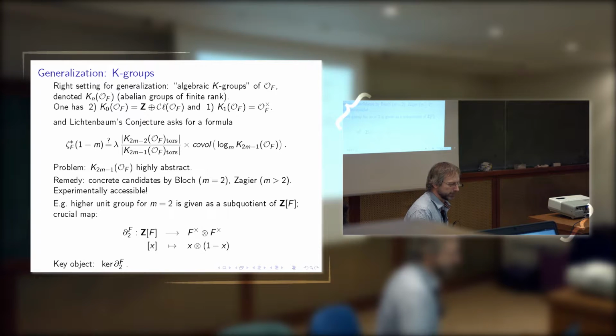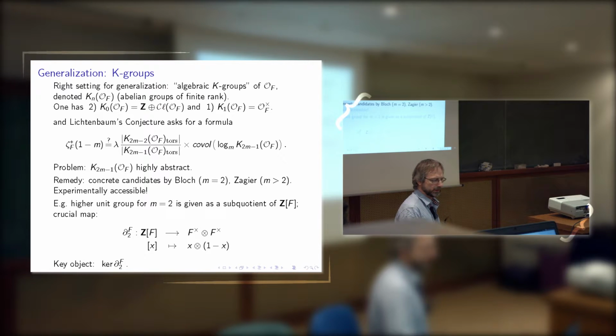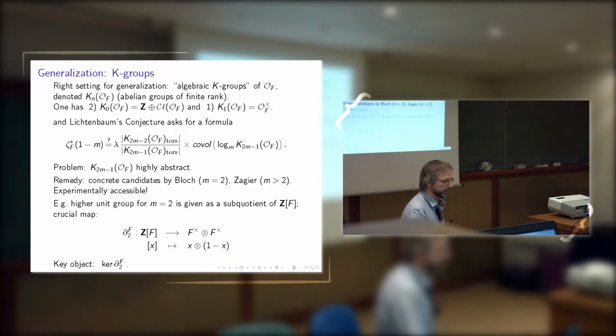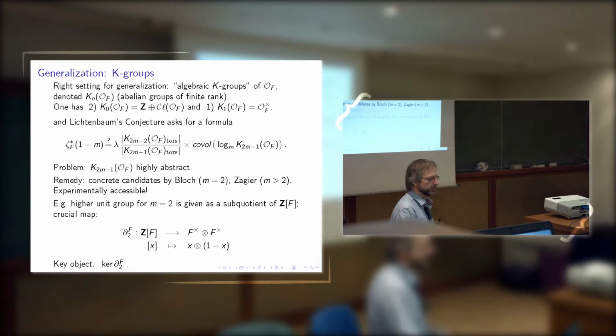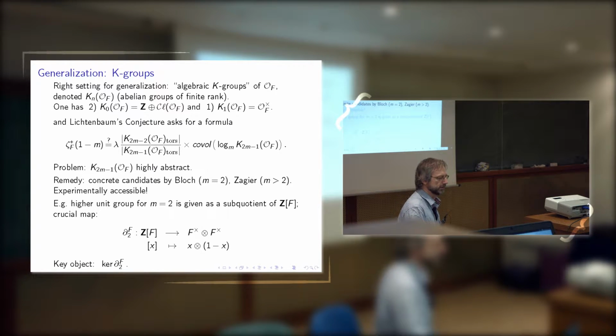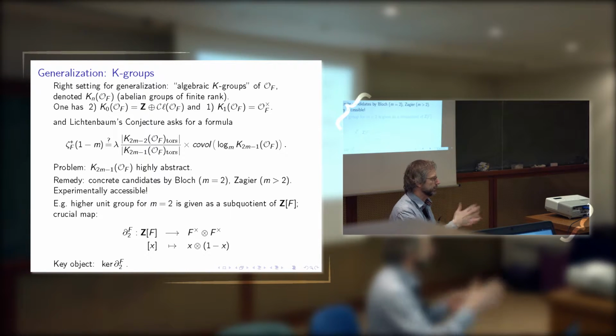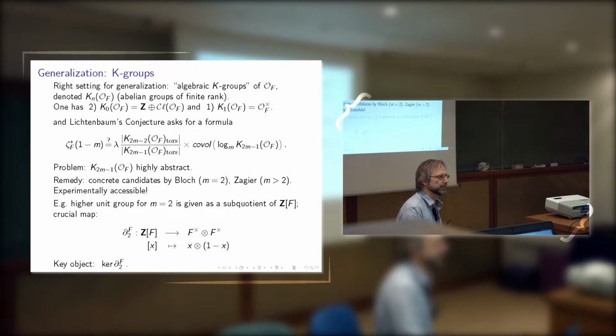And people have been trying, and that was Bloch in the late 70s, I think, when he came up with the first candidate for K3 of a ring. That was, I think, the seminal work on which Zagier built later on. And he found a candidate for higher odd index K groups. And these are now experimentally accessible. That's what I'm trying to briefly indicate in the following.